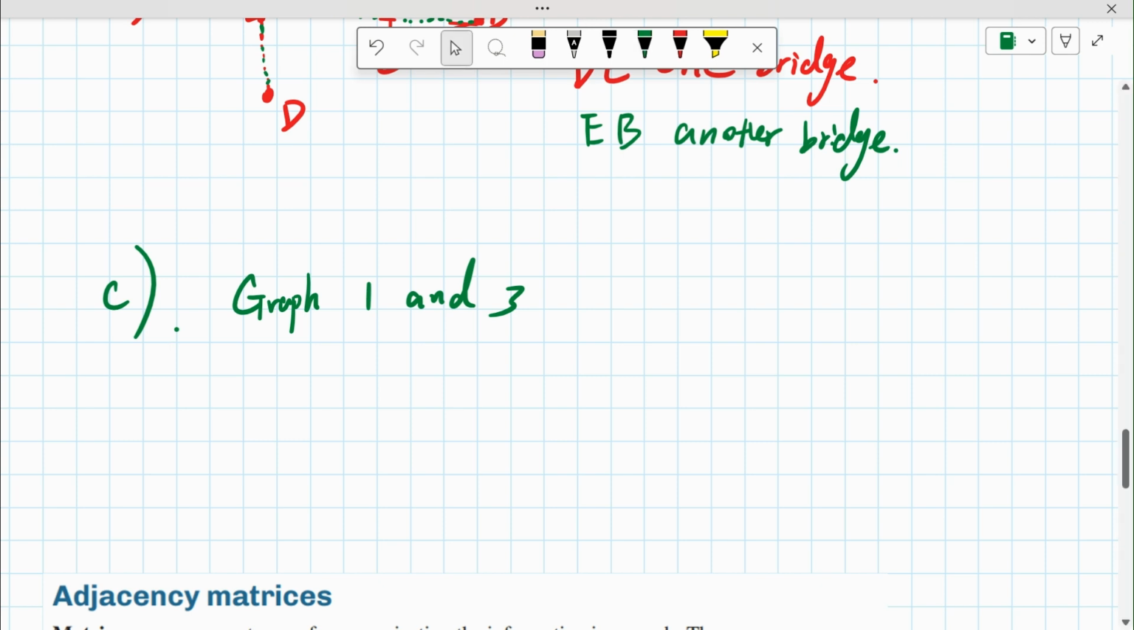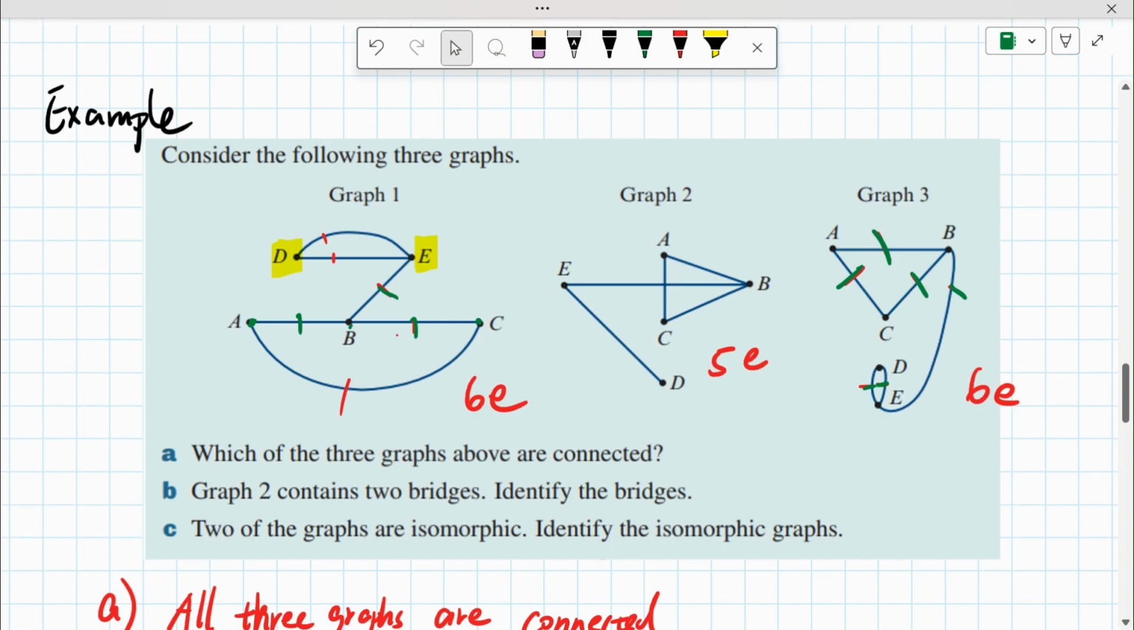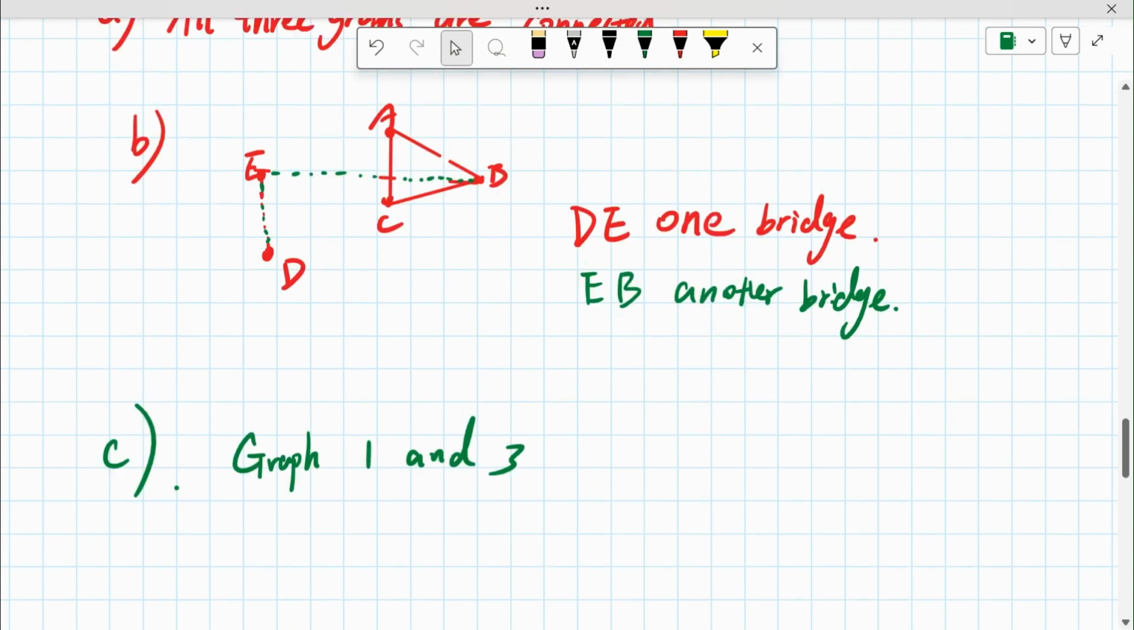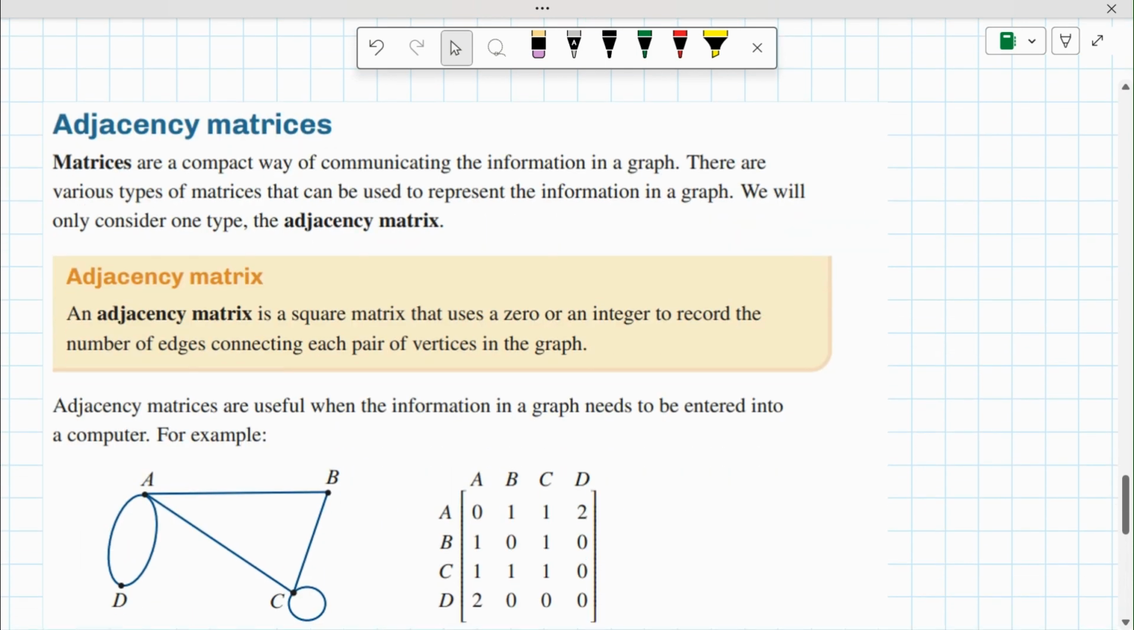That's called equivalent graphs, or isomorphic graphs, and we need to know that. Next, we will talk about adjacency matrices. It's a square matrix using 0 and integers to record the number of edges connecting each pair of vertices in the graph.